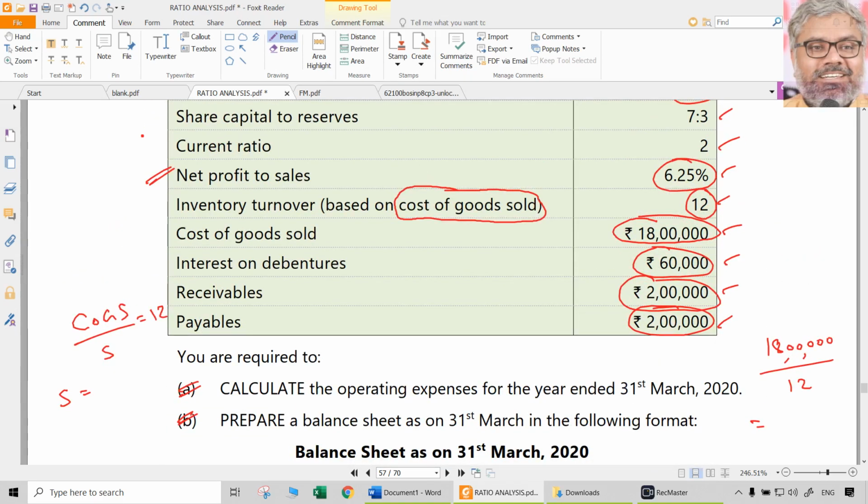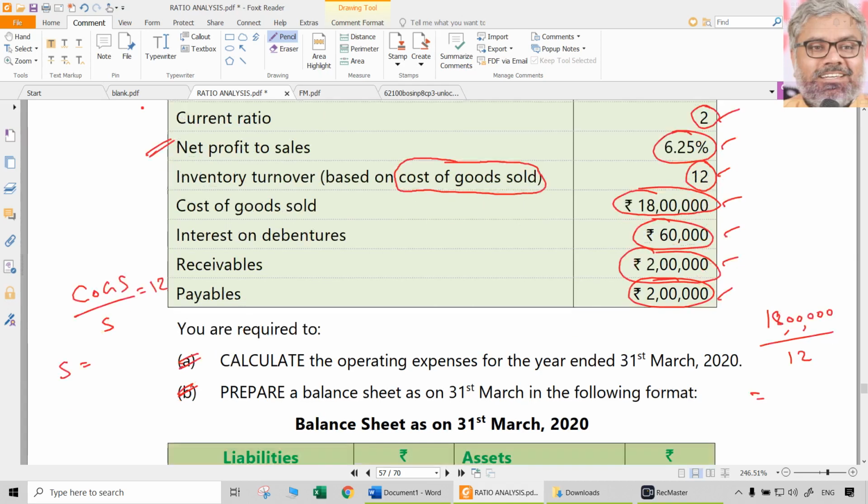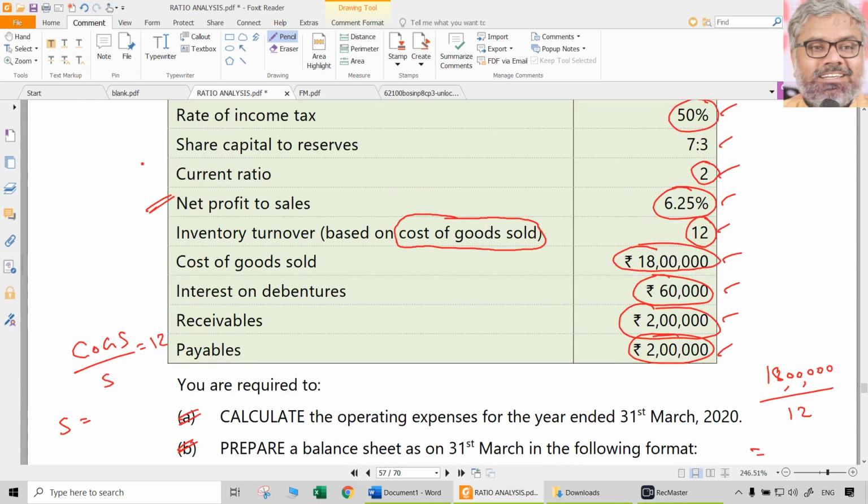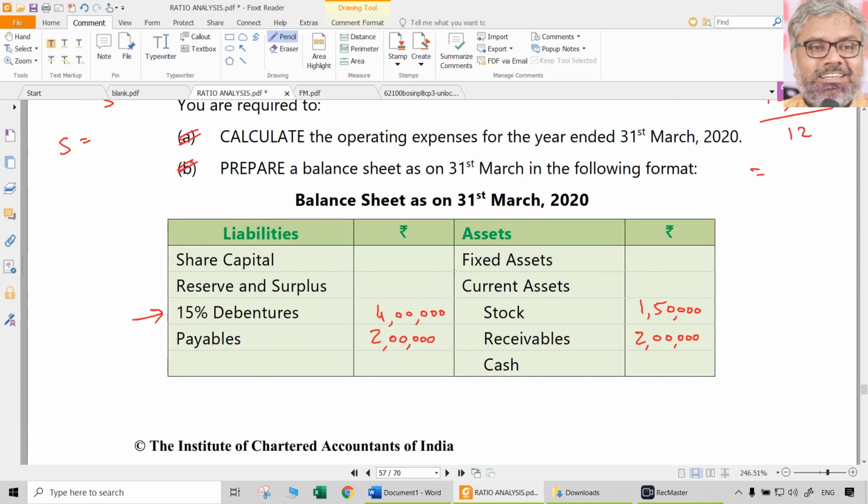So that we know. Next, we can come to know about current ratio is 2 times. See, when current ratio is 2 times, are there any other current liabilities other than payables? Nothing. That is only current liability. So current ratio is 2 times means what? Current assets divided by current liabilities is 2 times. In other words, current assets is equal to 2 times of current liabilities. Current liabilities is only one thing, that is 2 lakhs. That means current assets will be naturally 4 lakhs.